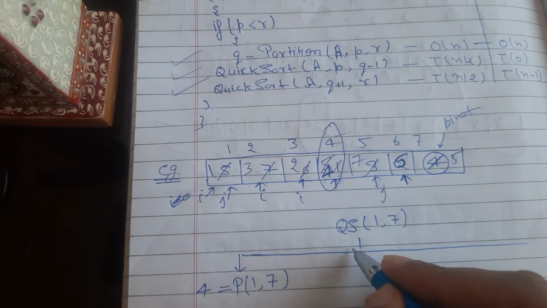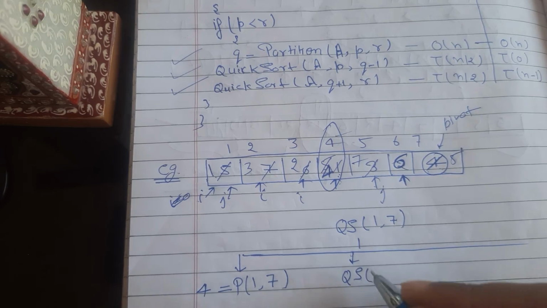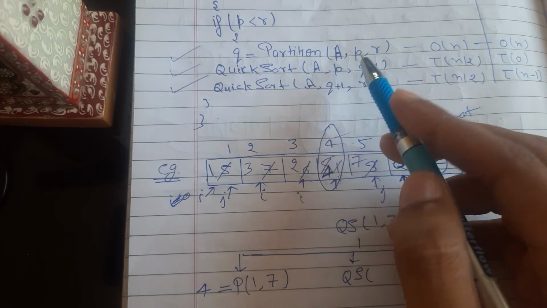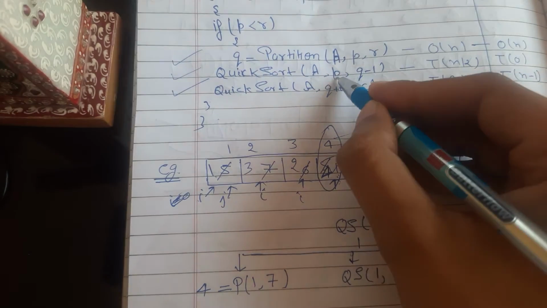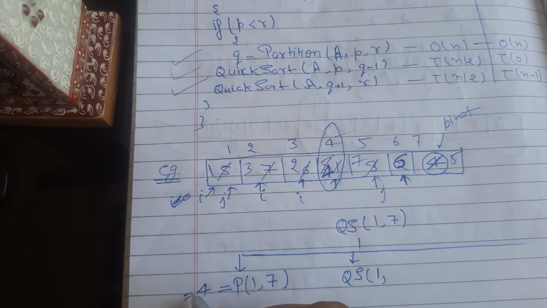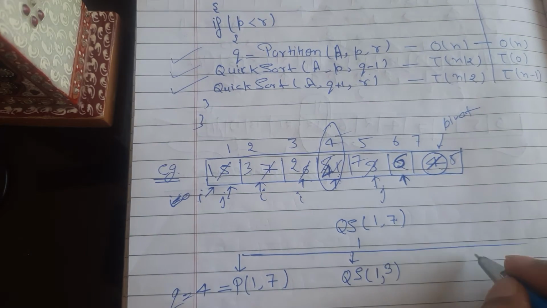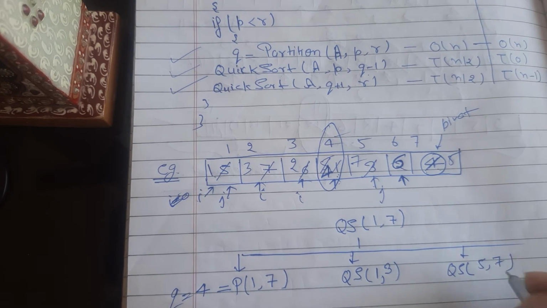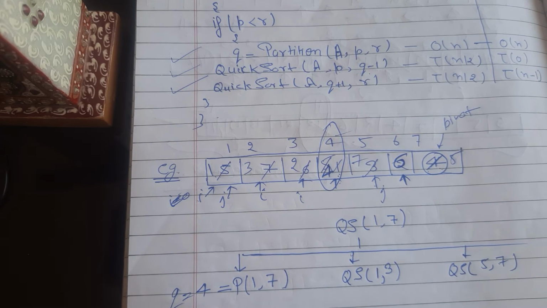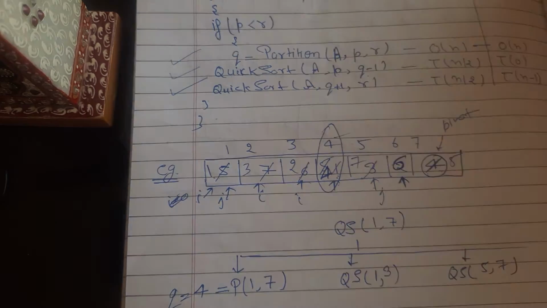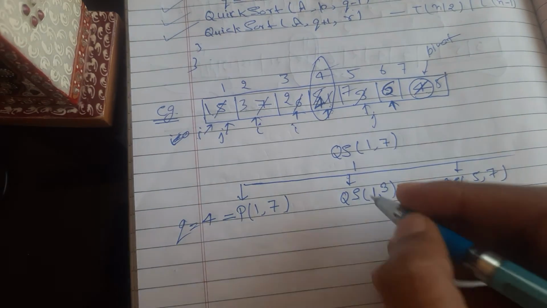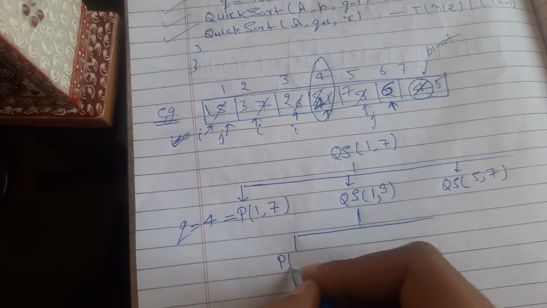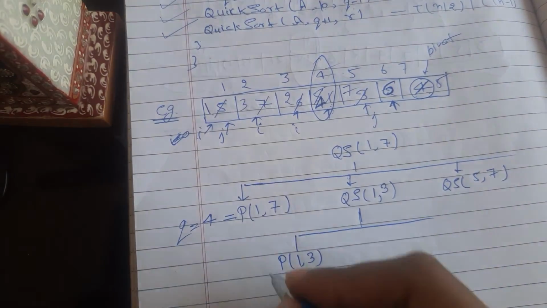Then we apply the quick sort on array element A, p is starting with 1 to q minus 1. Q is equal to 4, then it is 3, and quick sort on 5 comma 7. Okay, this way we build a recursion tree like this. Then again we apply the quick sort, we apply the partition algorithm on 1 comma 3.